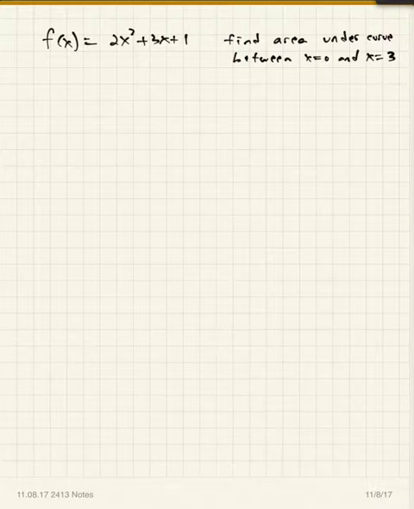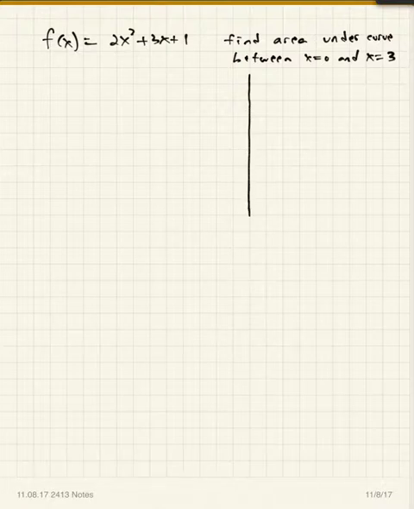So 2x squared plus 3x plus 1 is a parabola, and we're looking at the area underneath this parabola between x equals 0 and x equals 3. That's what we're trying to find right here. And you can draw this out if you want. You could even just plot a few points. You could complete the square to find the vertex on this parabola if you wanted to do that, certainly.